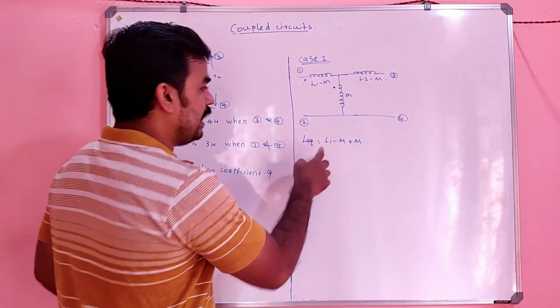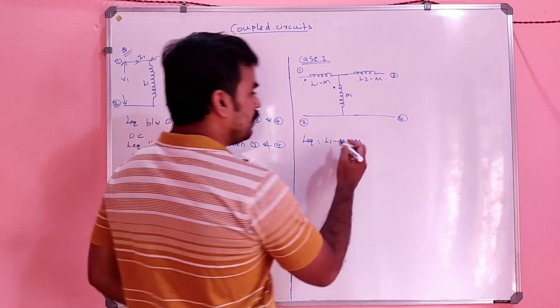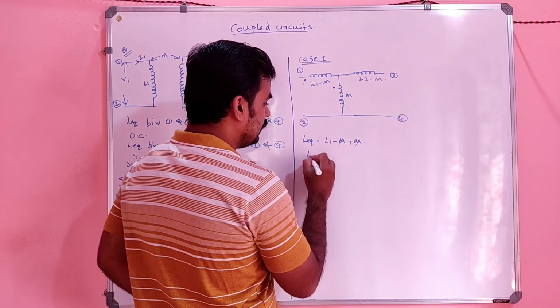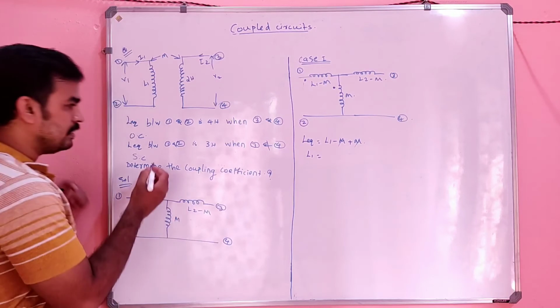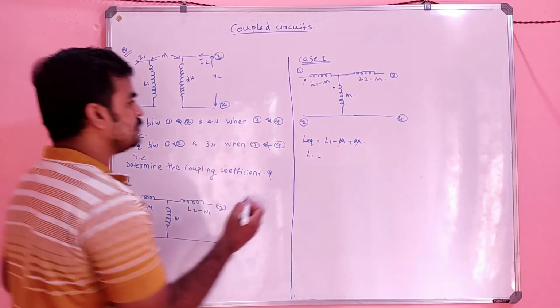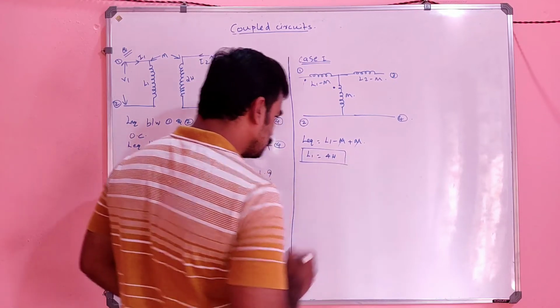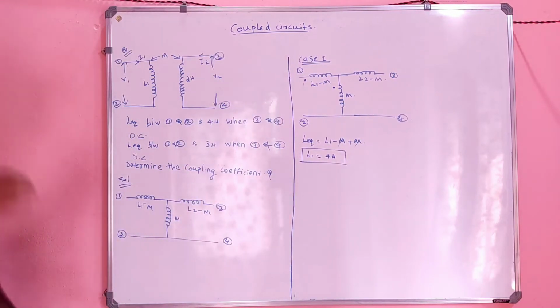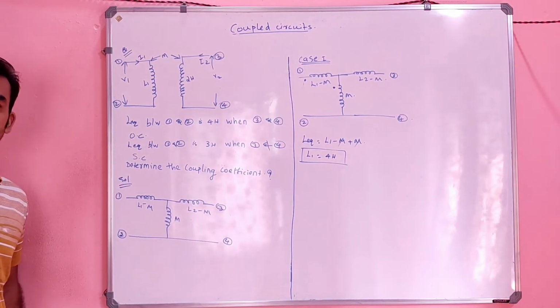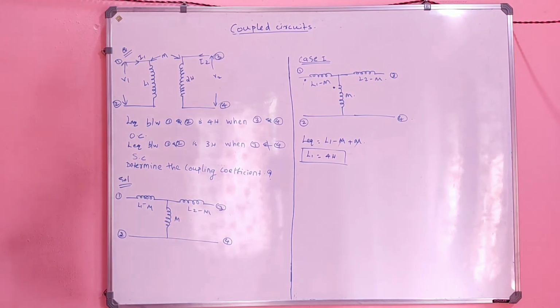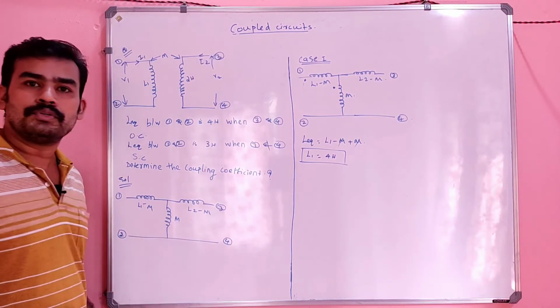Clear? So the L equivalent is given, M and M cancel, nothing but L1 is equal to L equivalent, which is given in the question, right? It is 4 Henry. So that is the case 1. From case 1 you got the value of L1 equal to 4 Henry. Okay, so L1 equal to 4 Henry.